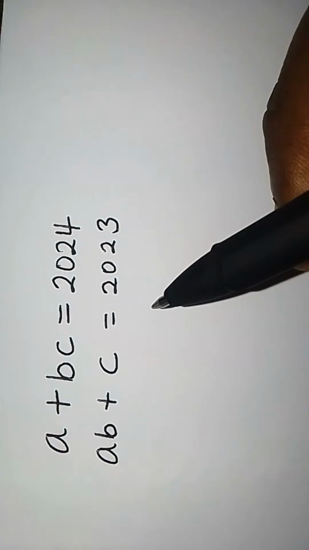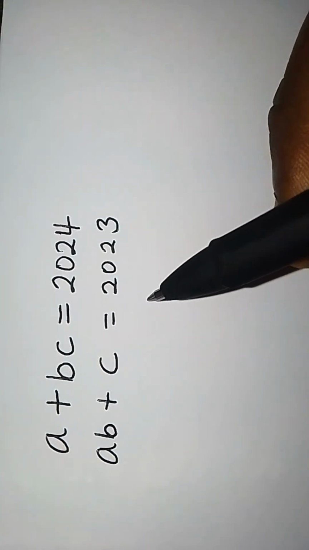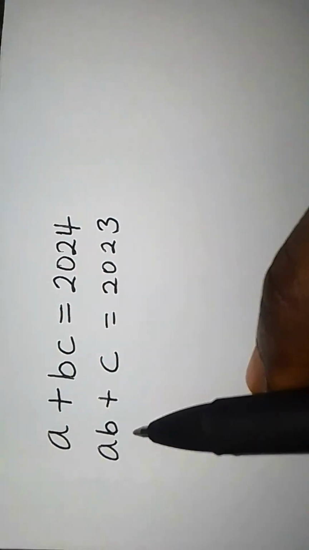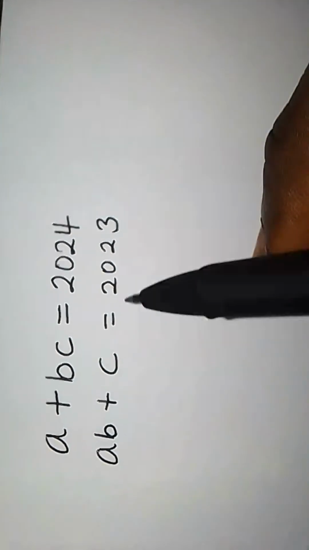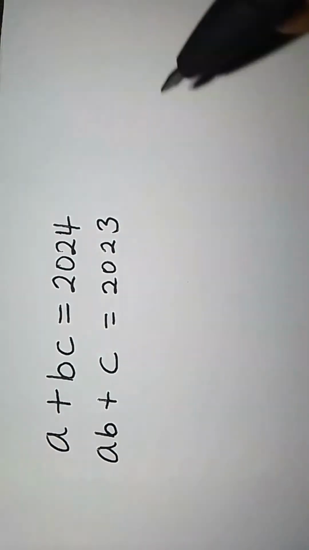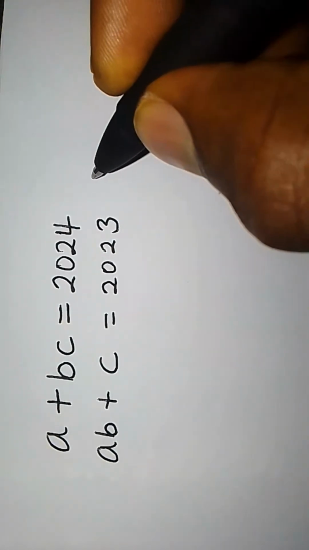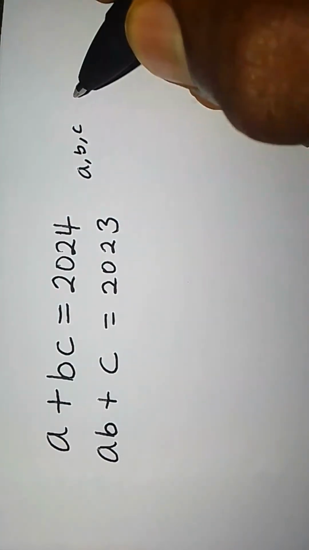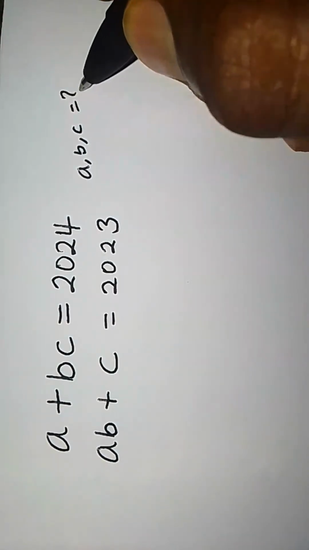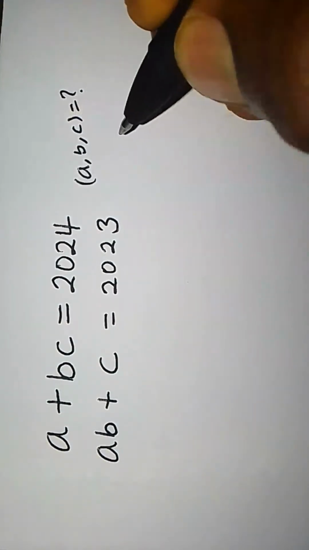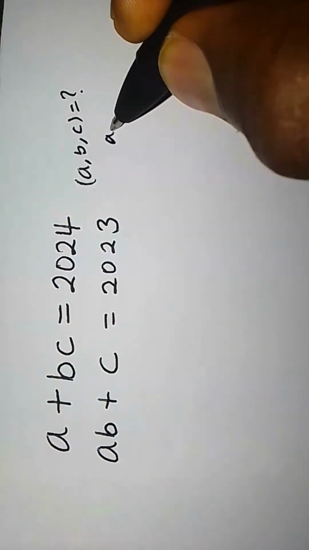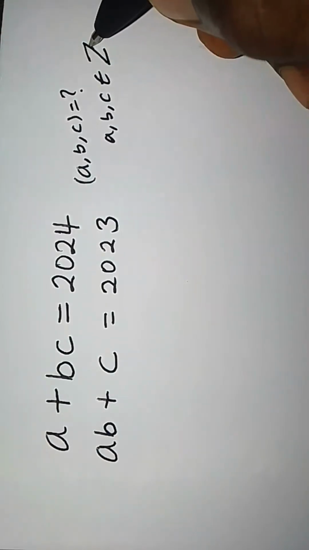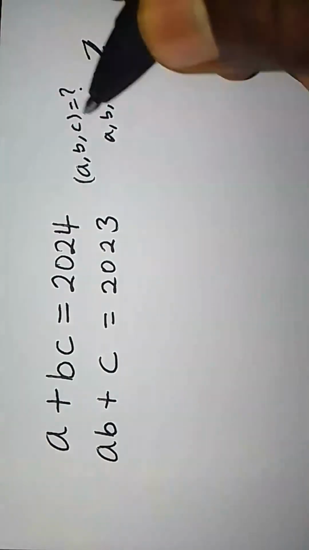This is a bit tricky math question. A plus BC equals 2024, AB plus C equals 2023. We want to find the value of A, B, C. So let us put it in brackets such that A, B, C belongs to the set of integers. Don't worry about this much.